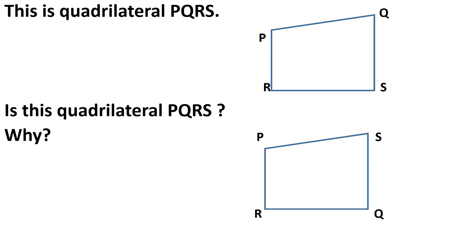Why? Because PQRS is not written in a cyclic manner. After P it is written S and then Q and after that R. So it is not PQRS. Either we can write its name as PSQR, or we have to change the names. In place of S we will write Q, in place of Q we should write R, and in place of R we should write S. So it is not a quadrilateral PQRS.